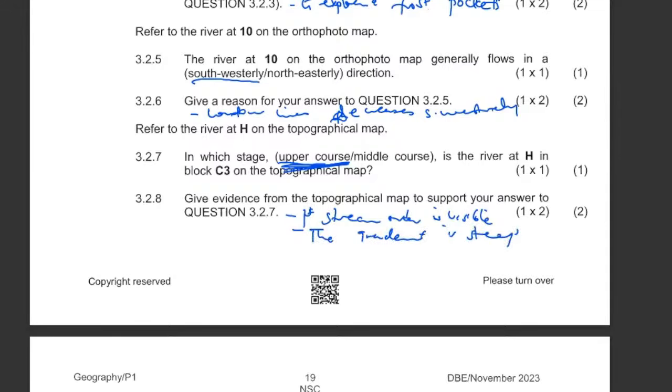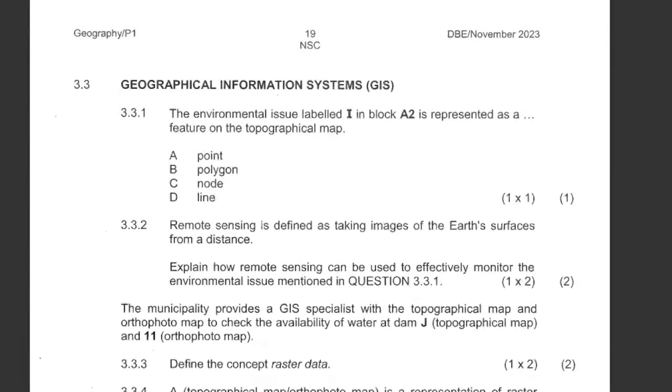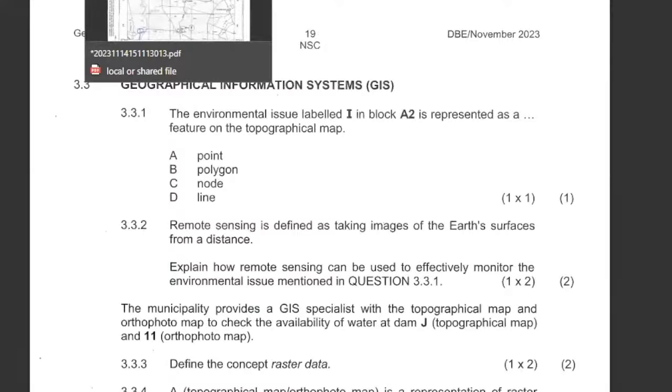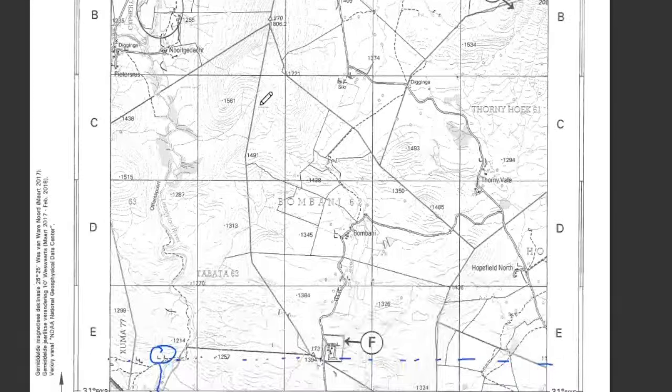Or tennis. Okay, go to GIS. The environmental issue labeled I in block A2 is represented as a feature on the topographic map. We go to block A2. A2 is here. I is here. And this, when you check the key, is a dry pan.